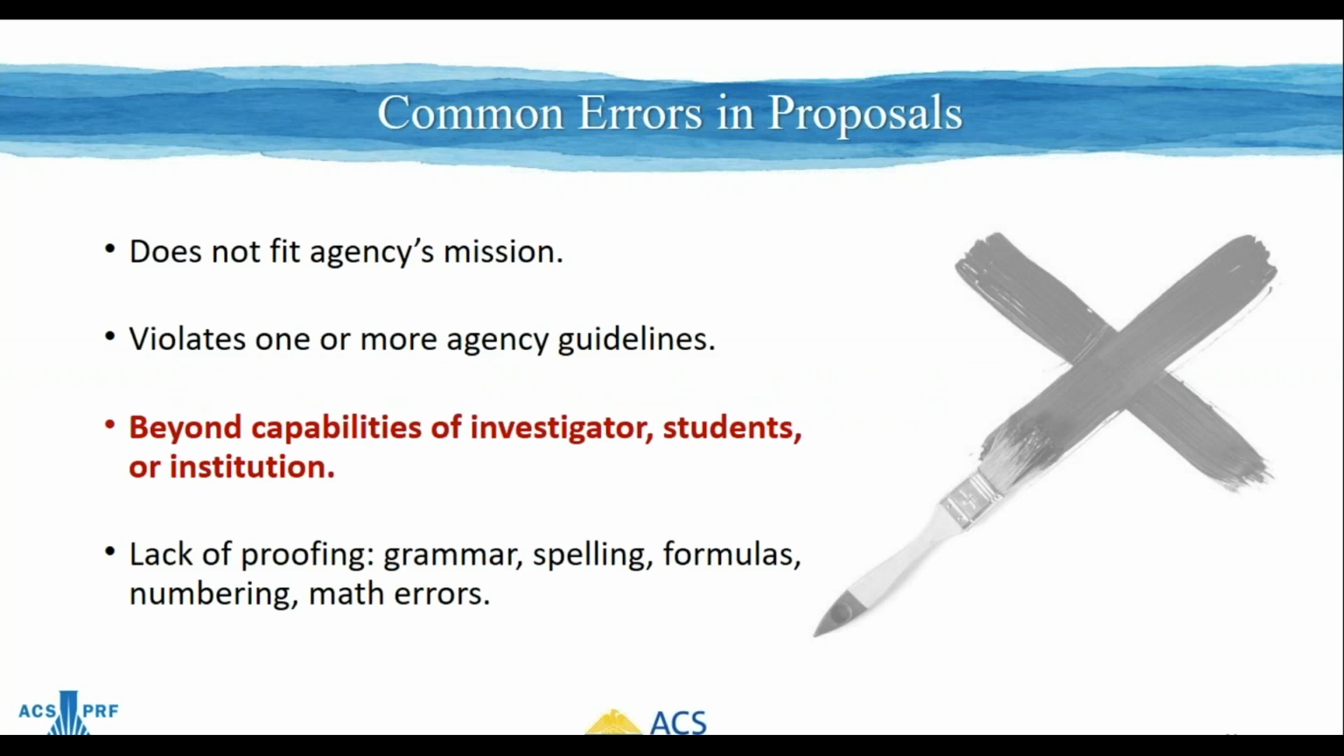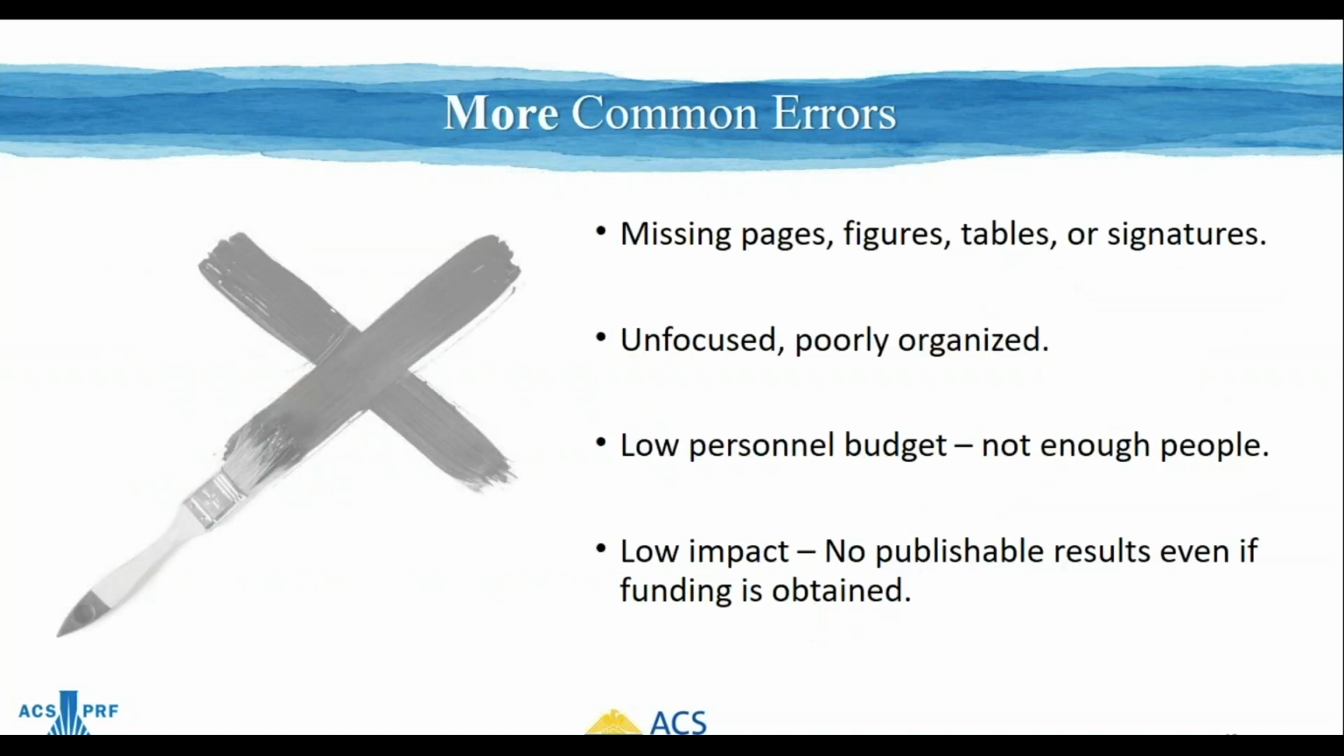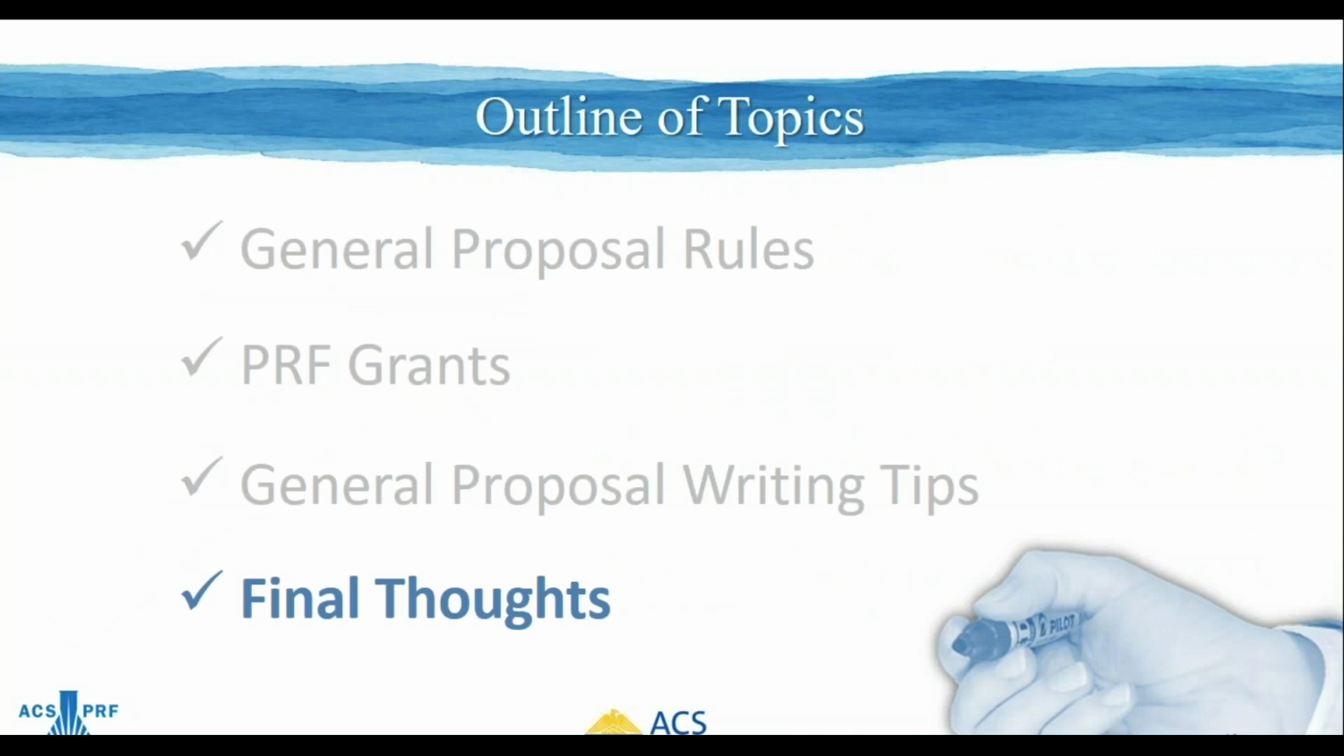Okay, there are some common errors here. I think we've pretty well covered these. The beyond the capabilities of investigators, students, or institutions is particularly important in the PUI scenario. We've touched on that earlier. Again, that does not mean that you have to have everything in your institution, but it has to be practically obtainable. Next. Okay, missing pages, unfocused. Again, I think we're kind of reiterating what we've talked about earlier. And now, next, the final thoughts here.